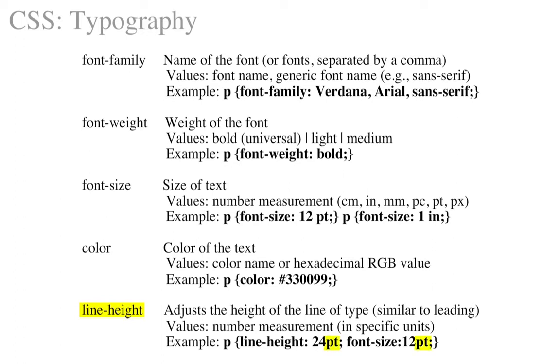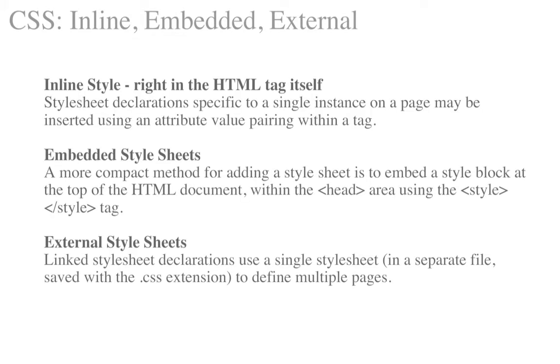There are 3 ways to add style sheet information to a web page. Inline style, right in the HTML tag itself. Style sheet declarations specific to a single instance on a page may be inserted using an attribute value pairing within a tag.